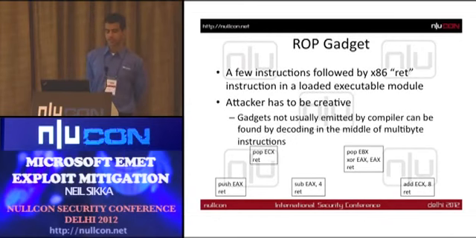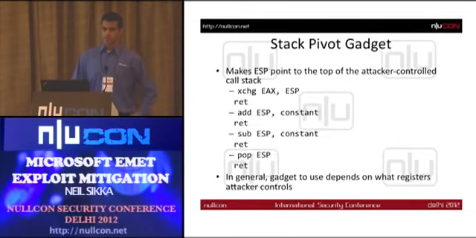So a ROP gadget is, like I said earlier, a few instructions followed by a ret instruction. For example, as you can see, pop ECX; ret or sub EAX, 4; ret. The attacker can chain these together and ret from one gadget to another in order to achieve their intention. Often the attacker has to be creative in finding ROP gadgets because they sometimes need instructions that are not normally emitted by the compiler, such as pop ESP, which is not a very common one. They can do this by searching partway through multi-byte instructions, so if they decode the instruction differently, they can get different behavior. Some examples of stack pivot gadgets are pop ESP, like I said earlier, or xchg EAX, ESP. In general, the stack pivot gadget to be used depends heavily on the vulnerability, because it depends on which register the attacker controls.